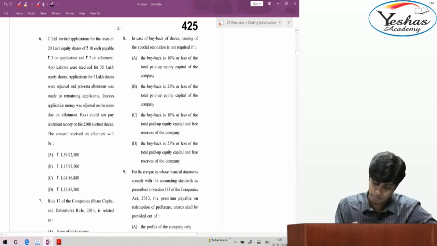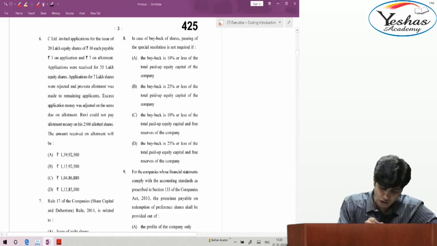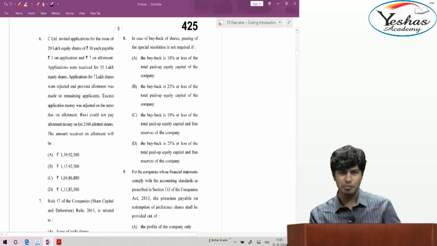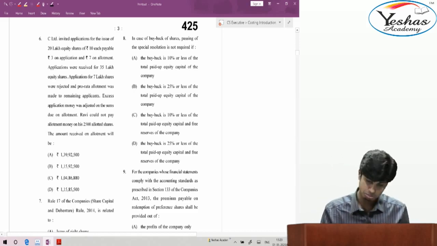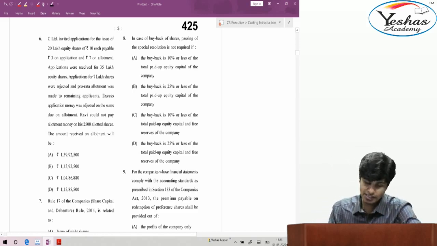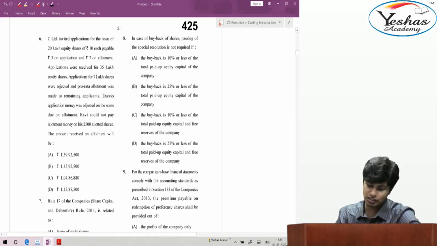They made pro-rata allotment to the balance. So basically, pro-rata allotment to 20 lakh. So 28 lakh applications, 20 lakh shares. Great. Next, excess application money received was allotted towards the adjustment.